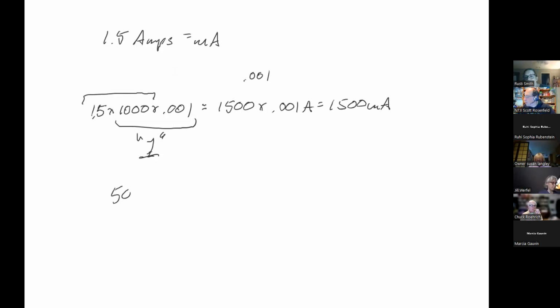So 500 milliwatts, we know that milli is 0.001. So that's 500 times 0.001 watts, which is equal to 1/2 of a watt.